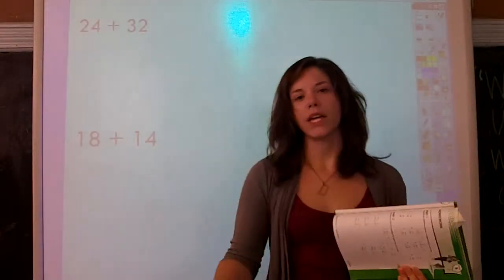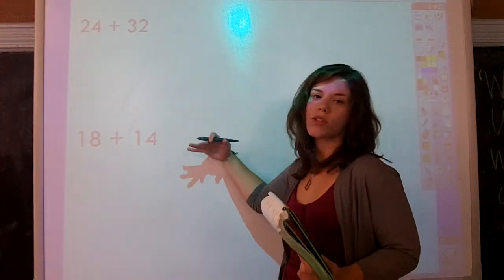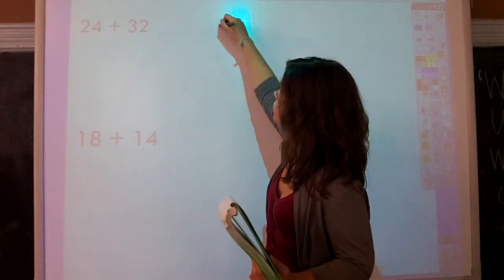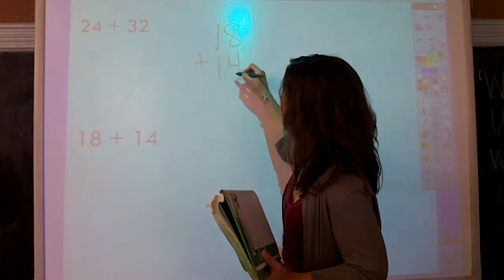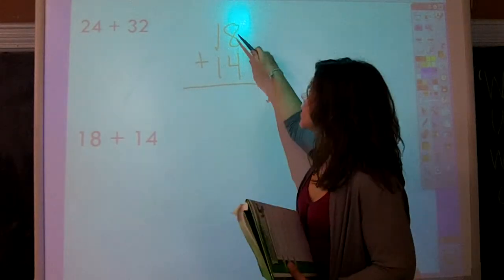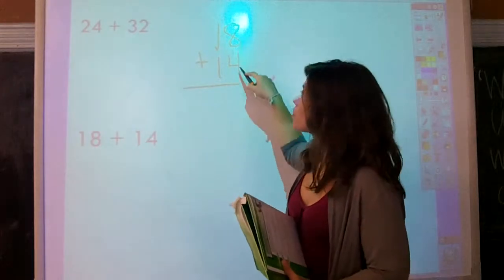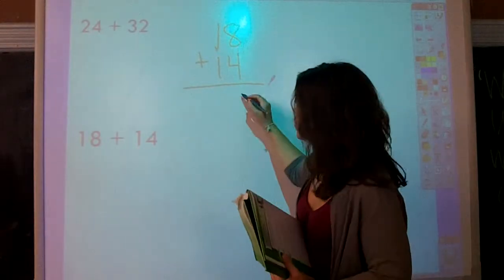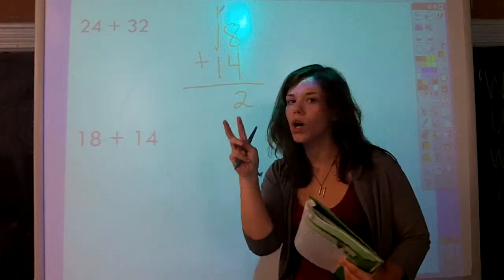In the addition problem 18 plus 14, we approach it the same way. We're going to stack our numbers up on top of each other to add. This is a situation where 8 plus 4 is greater than 9. 8 plus 4 is 12, and so normally I would write down a 2 and carry a 1.